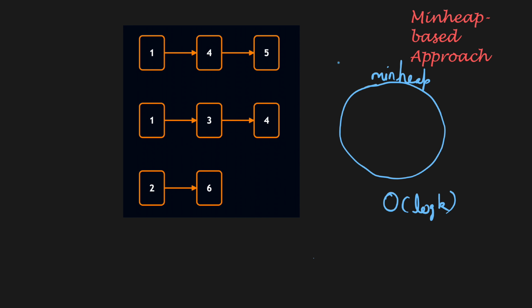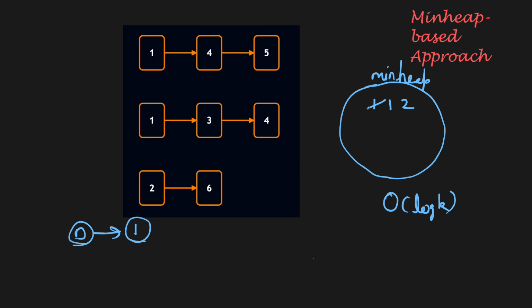So first we create a min-heap and then insert the heads of all k linked lists into the heap. So we will insert the heads 1, 1 and 2. And then we extract the smallest element from the heap and append it to the result list, again starting with the dummy node to simplify edge cases like inserting at the head. So for example, here we extract node 1 from it and append it to the list. Let's assume this one comes from list 1.